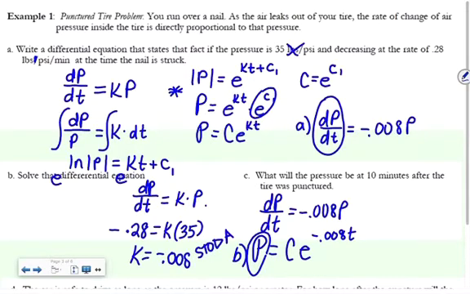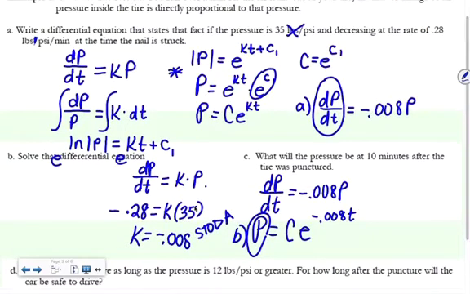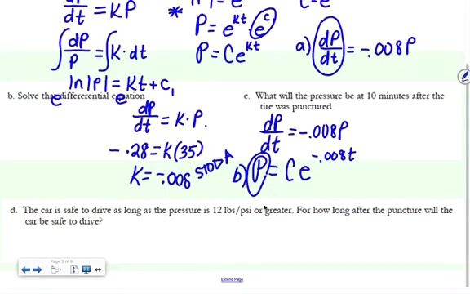Now we still have to find out what letter. C, so we're not totally done. What was the original pressure in the tire before it was struck? 35. So at time 0, what was the pounds per square inch? 35. What would happen if I put in 35 for the pressure at time 0? What's e to the 0? 1. So what's C?